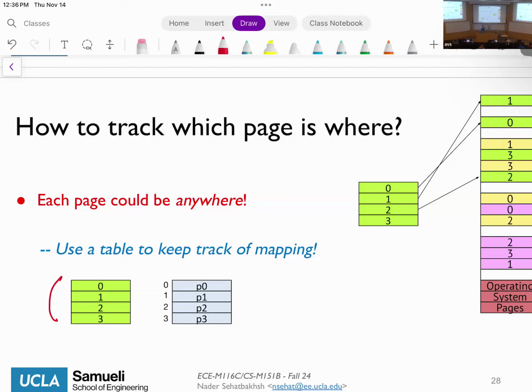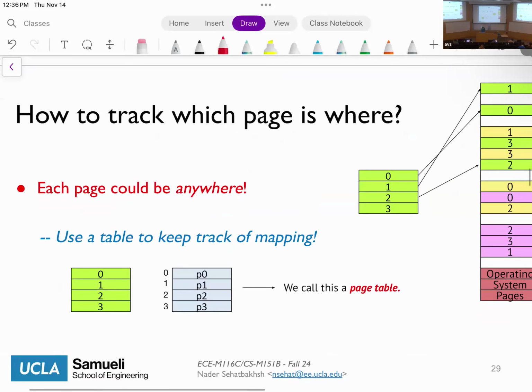And I need to have this for every single program that I have in the system. So if I have 4 programs, I need 4 of these tables in my system, okay? As I said, this is what we call a page table, and usually a page table is a combination of all these programs together. So if you have, for example, 4 tables, they're all together. It's called the page table. Okay.